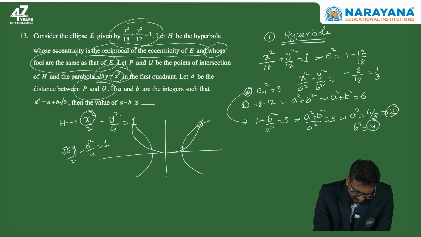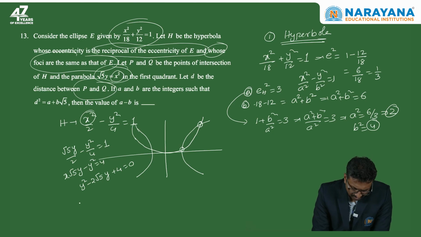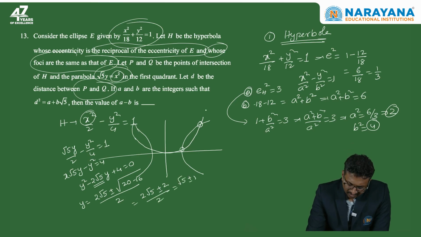So if you multiply this with 4, 2 root 5y minus y square is equal to 4. Y square minus 2 root 5 times y plus 4 is equal to 0. So y is equal to minus b plus or minus root of b square minus 4ac by 2a, which is equal to 2 root 5 plus or minus 2 by 2. So root 5 plus or minus 1. So the y coordinate of this point is root 5 plus 1 and the y coordinate of this point is root 5 minus 1.